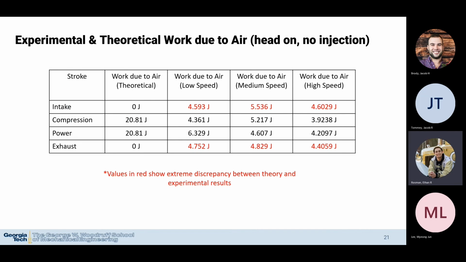Altogether now, you can see the low, medium, and high speed values along with the theoretical values. Notice that for the theoretical values, the intake and exhaust strokes should be 0 joules. However, in the low, medium, and high speed, we had numbers that were significantly higher than 0. Overall, there was a large discrepancy between our values for work due to air.